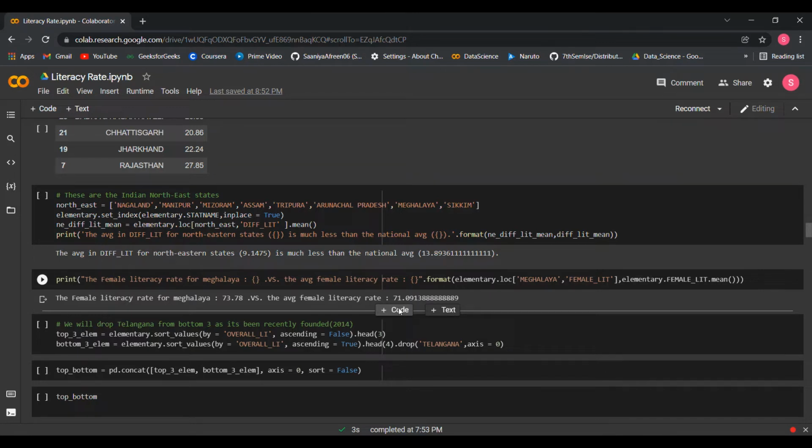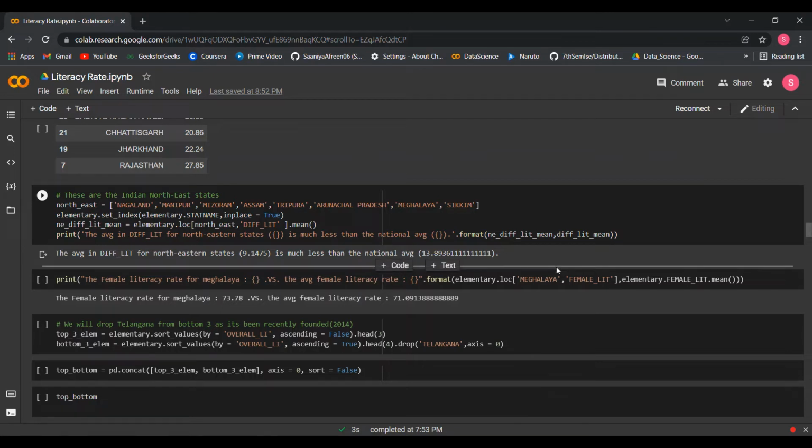So basically, though the top states in male and female literacy rates remain the same, the bottom states change. Meghalaya has the fifth highest number of illiterate males. The female literacy rate for Meghalaya, though, is higher than the average female literacy rate. So even though the overall literacy rate is on the higher side, when we look at it in terms of male and female literacy rate, there is a change in the value.